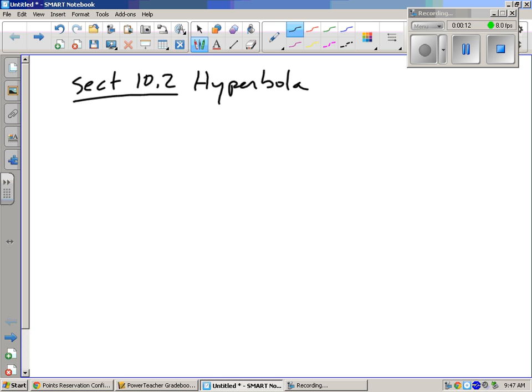Today we're going to talk about section 10.2, the hyperbola. Hyperbola is a lot like an ellipse. The formula is very similar. There's one little difference, actually a couple little differences.